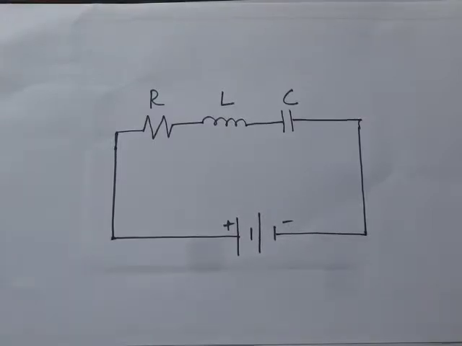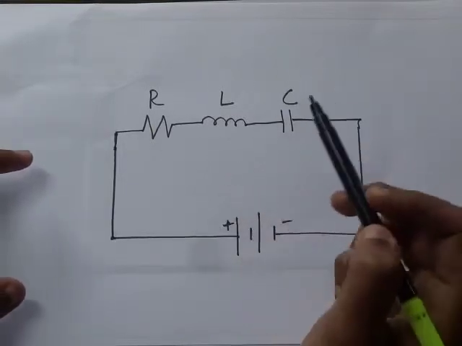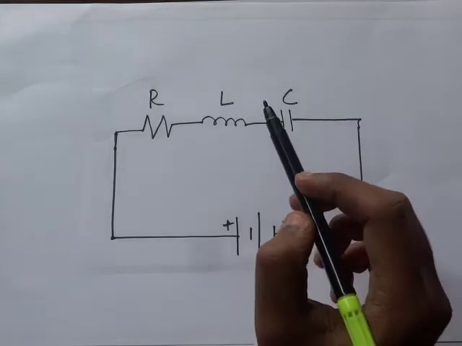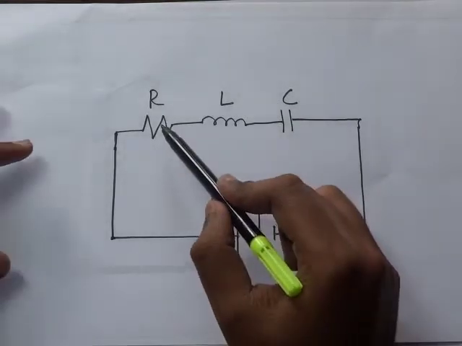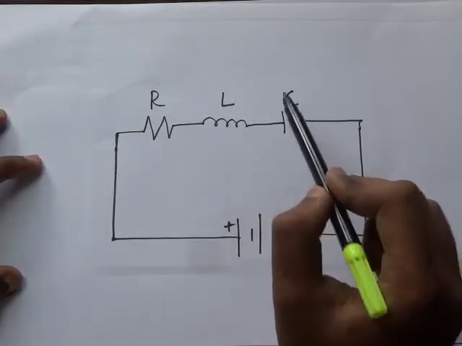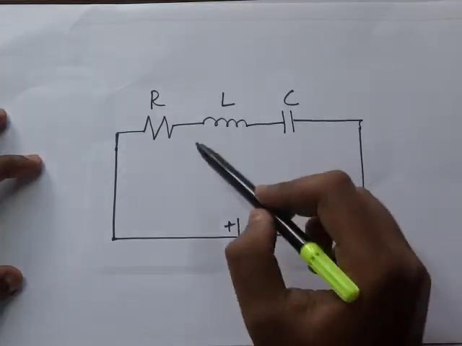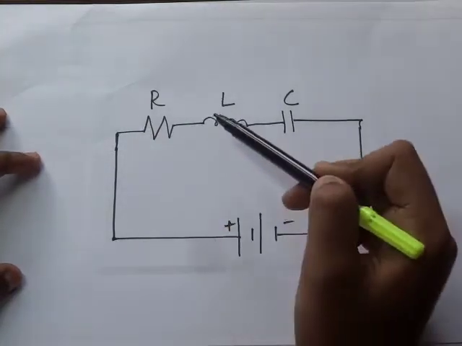Hello everyone, in this series of videos I will be teaching you guys the basic components in an electrical circuit. So this is a typical circuit which has the three most basic components that you will see, that is the resistor, an inductor and a capacitor. So now I will be teaching you about resistance in detail.